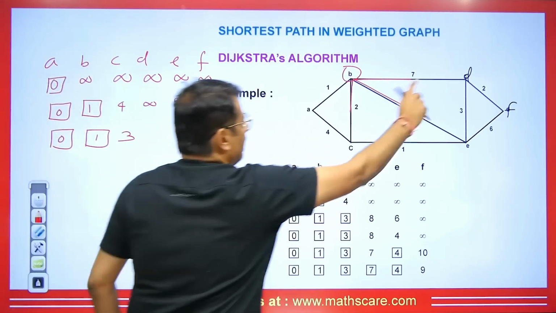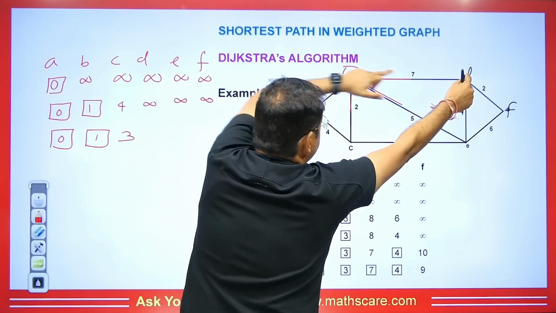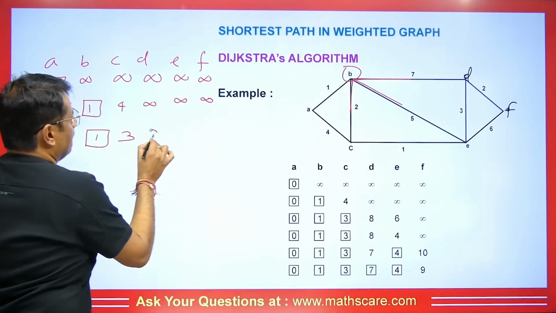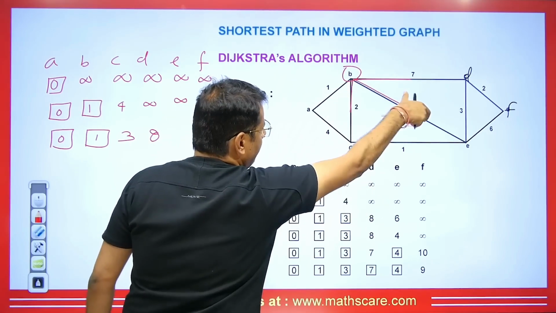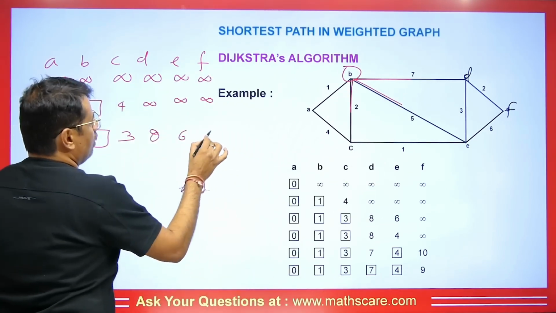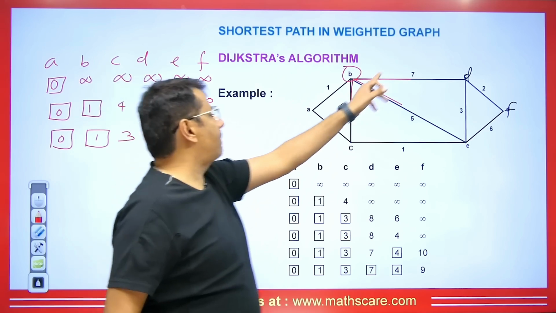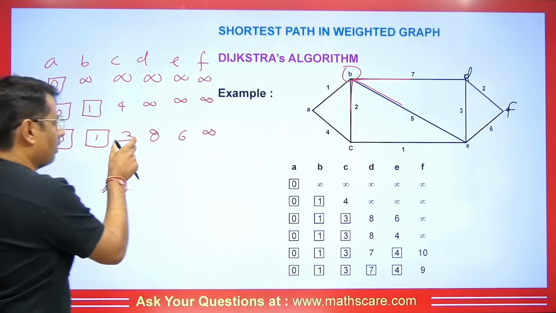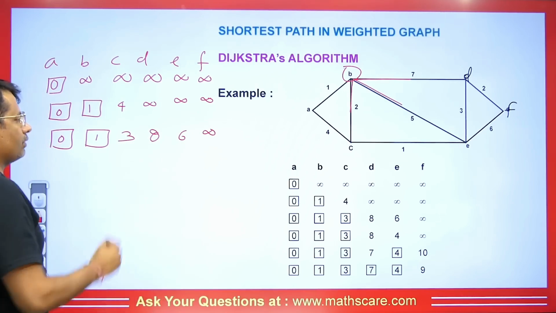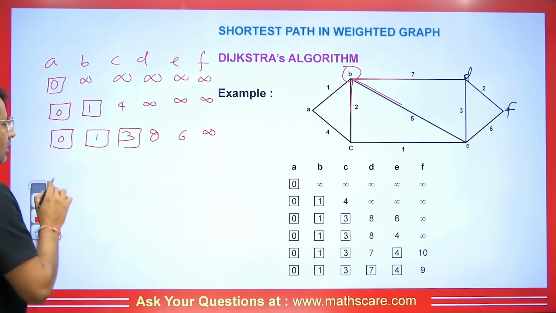This is D, so to go here, what will it be? Listen, 1 plus 7, 8. So this will be 8. And to E, students, it simply means from B to E. So 1 and 5. How much will it be? Listen, it will be 6, and this will be infinity because B is not connected to F. Okay. Now, which is the minimum in this open box that we have? We have 3, right? So we will write 3.